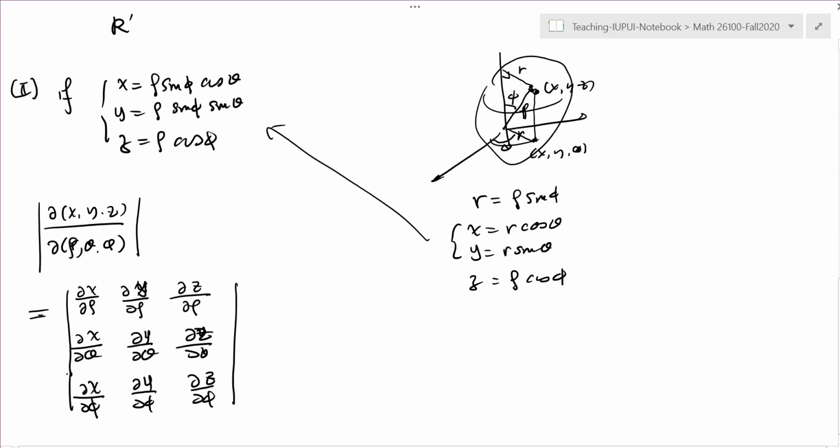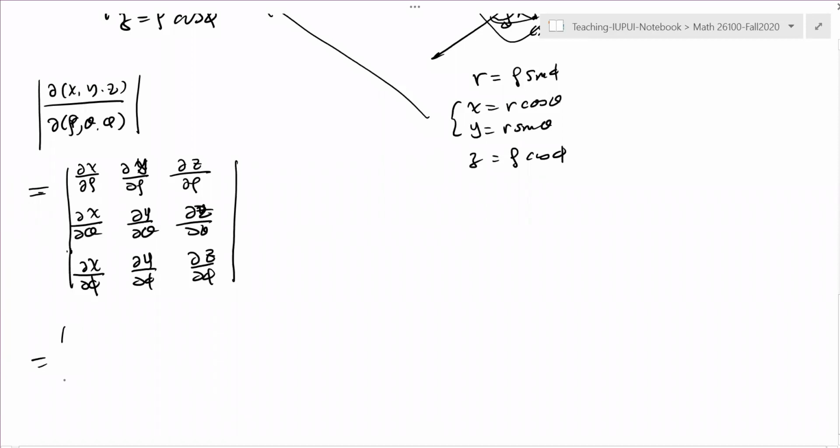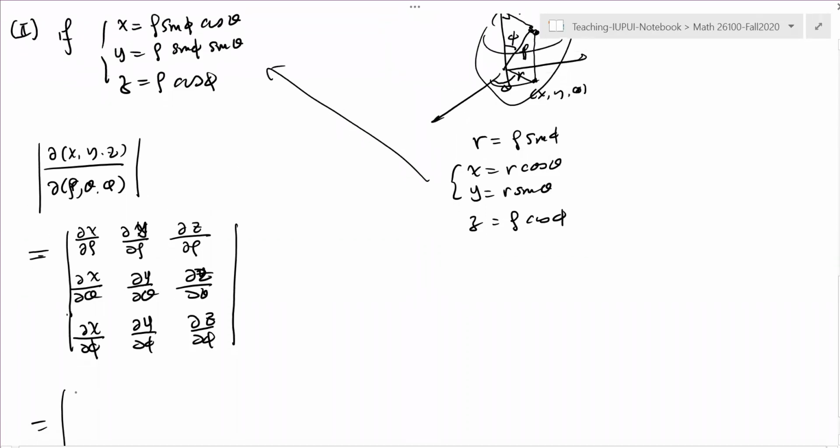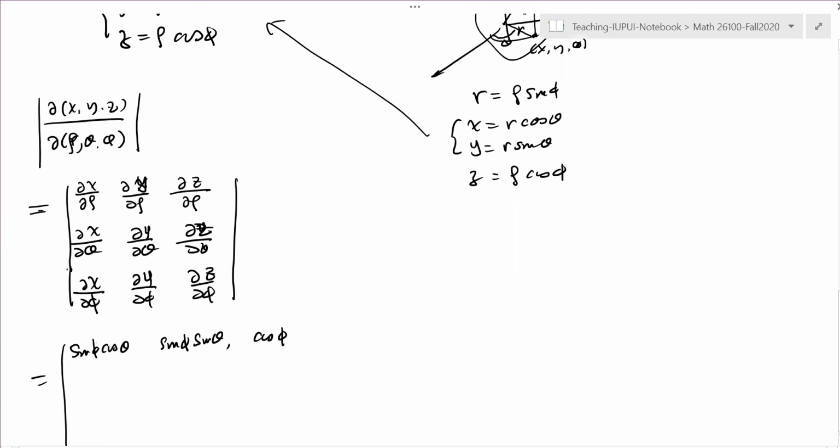Okay, so let's compute it. The first one, when you differentiate with respect to rho, this is just sine phi cosine theta, sine phi sine theta, and the last one is cosine phi. Okay, that's the first derivative.